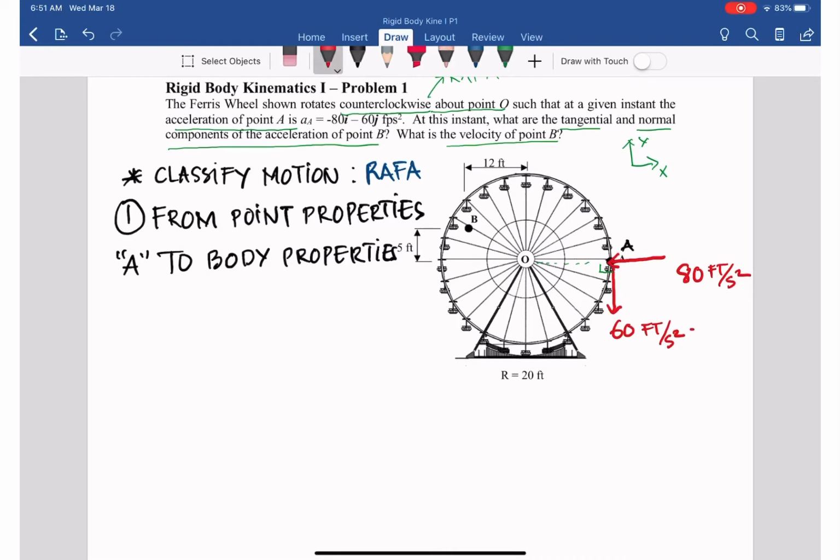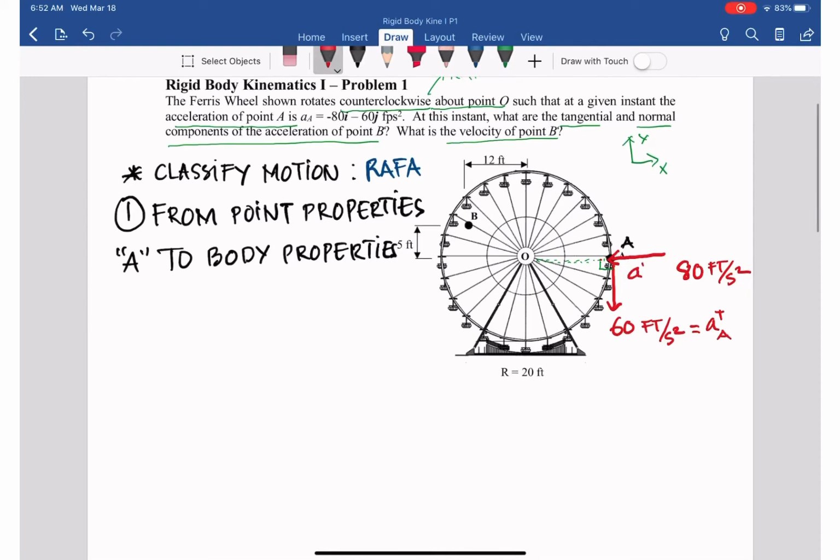the acceleration of point A, the tangential component. And the normal component is parallel to the radius. So as you can see, the 80 feet per second square going to the left, horizontal, is parallel to the radius that we have here, and directed to the center. So exactly, the 80 feet per second square is the normal component of acceleration.